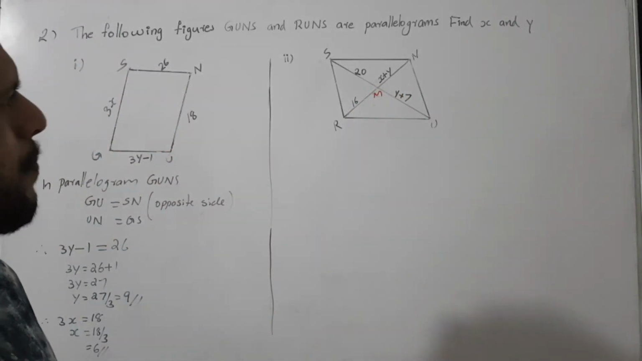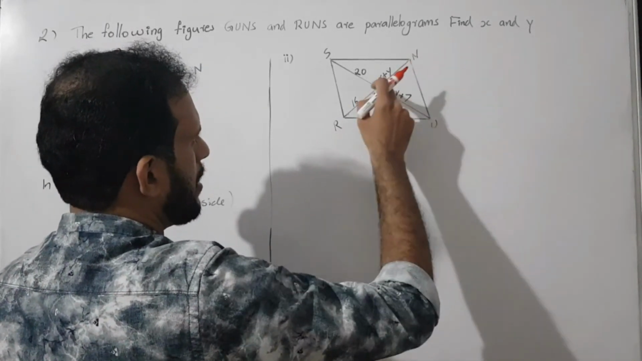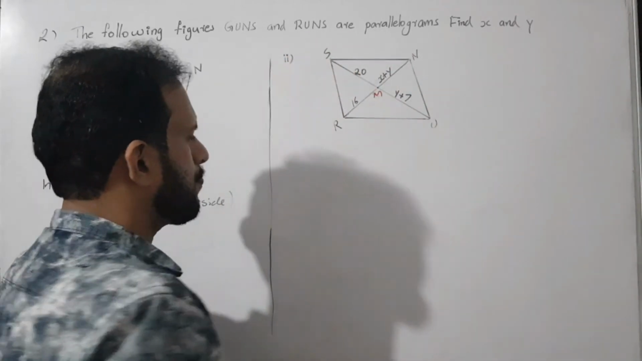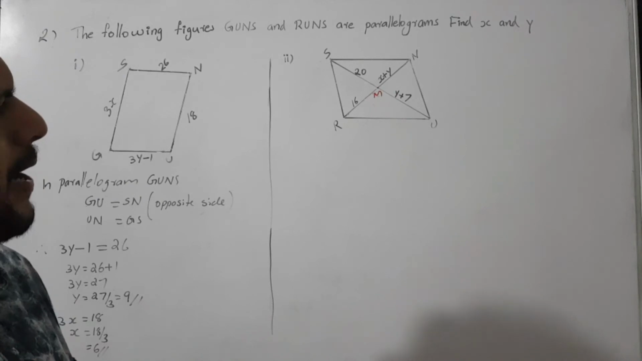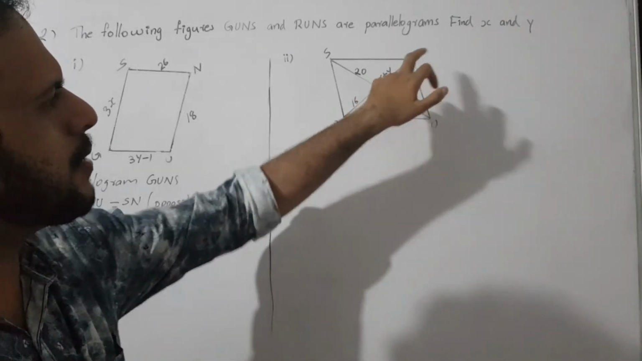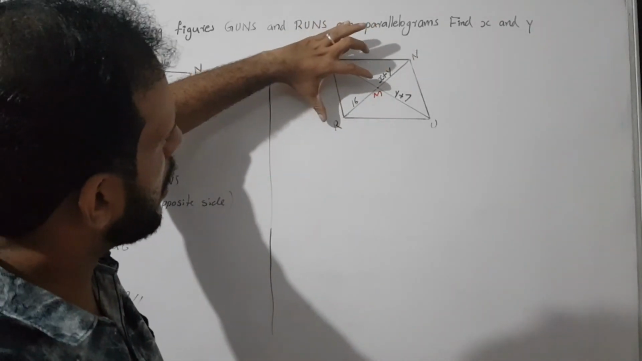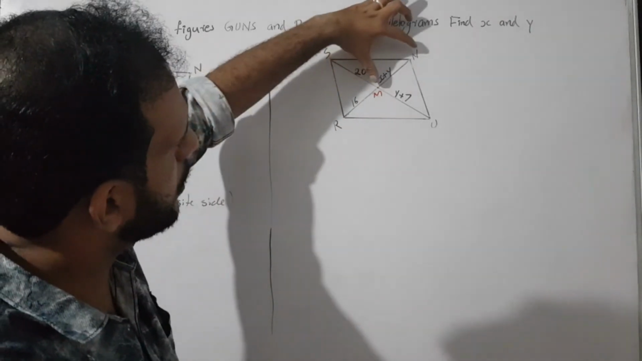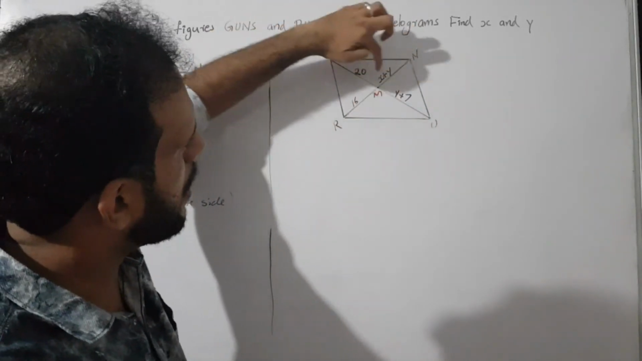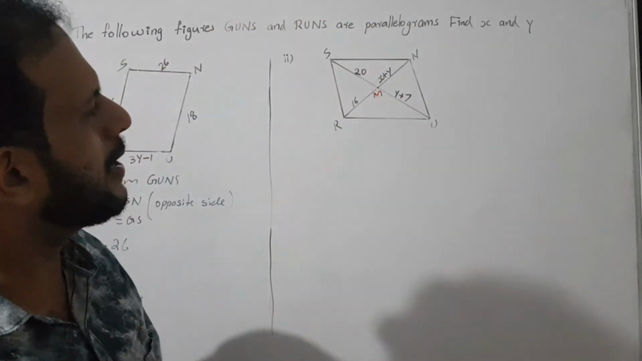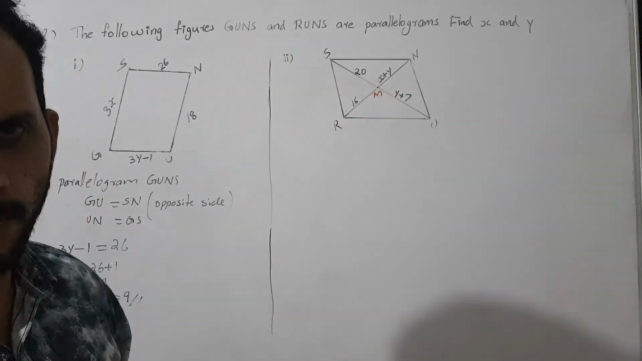That means M is the midpoint of RN and M is the midpoint of SU. Okay, then what is the idea? M is the midpoint of RN means what are equal there? RM is equal to MN. Similarly, M is the midpoint of SU, so SM is equal to MU.